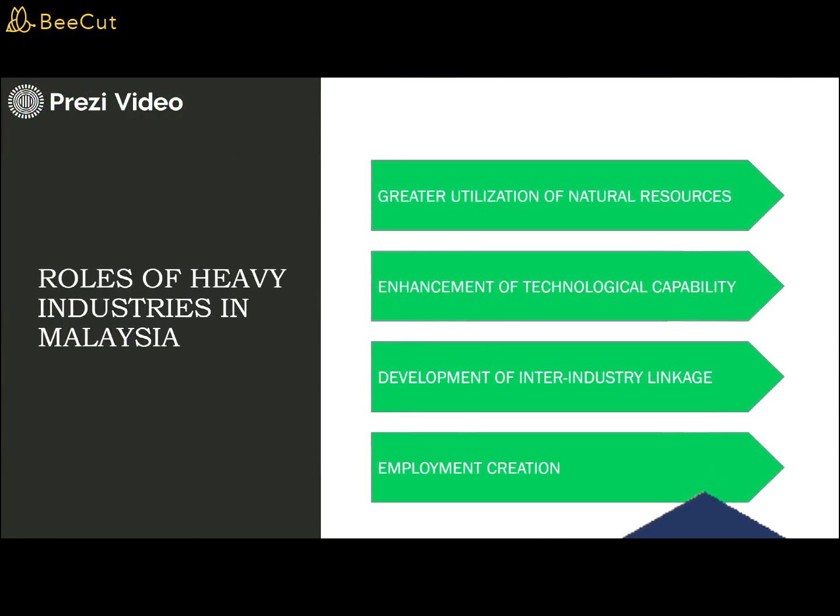Now, what are the roles of heavy industries in Malaysia? First, greater utilization of natural resources. Then, with heavy industries, technological capability could also be enhanced. And then we can develop inter-industry linkages as well as employment creation. With the existence of heavy industries, a lot of skilled workers will be needed in that sector. So heavy industries could create more employment.